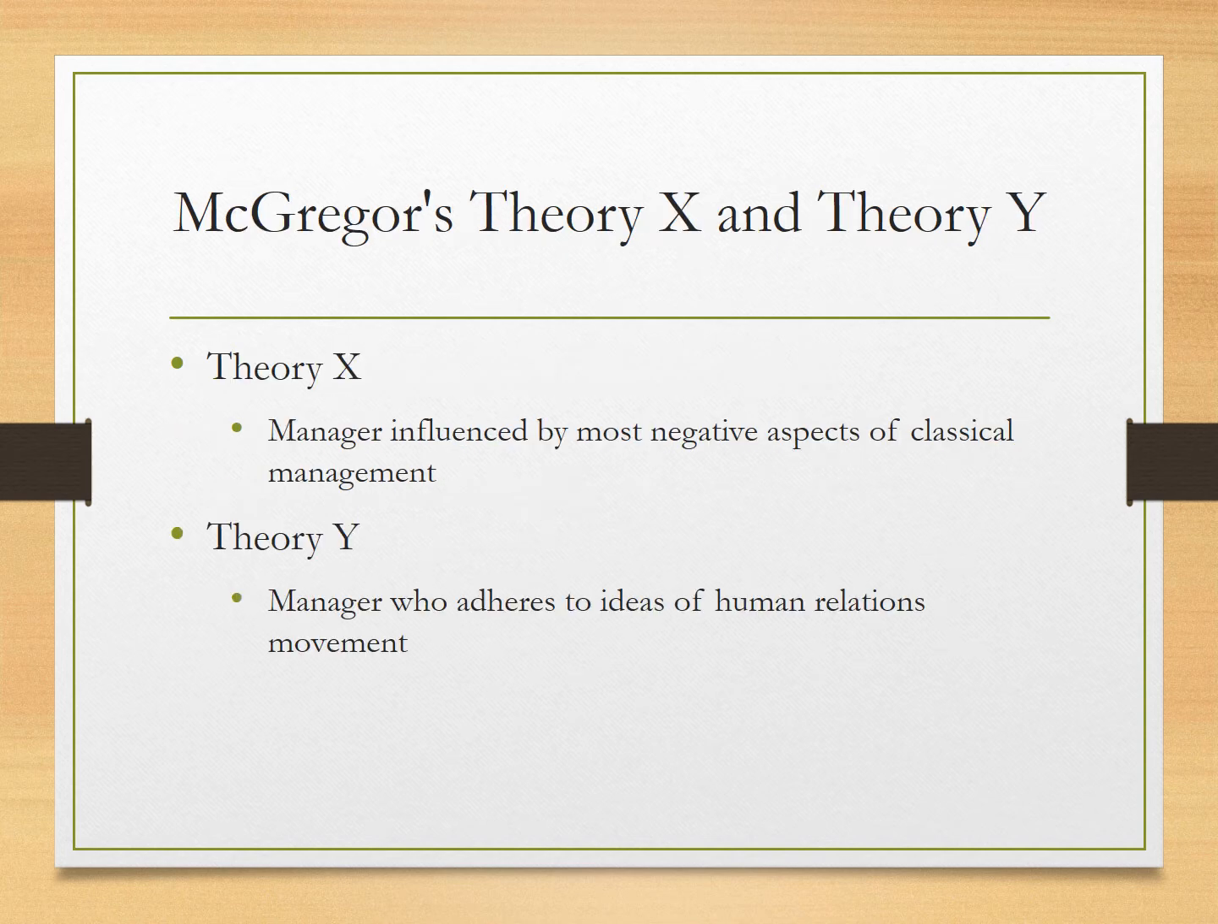So let's move on and look at McGregor's theory of X and Y managers. So in 1960, McGregor wrote a book titled The Human Side of Enterprise, and this contained his view of two types of managers, Theory X and Theory Y. So think about it. Have you ever had a Theory X or Theory Y manager?